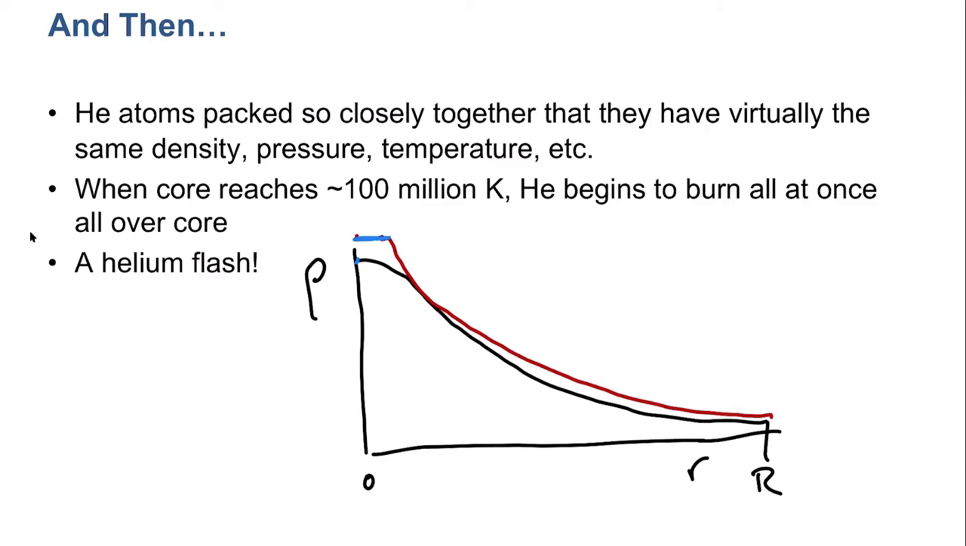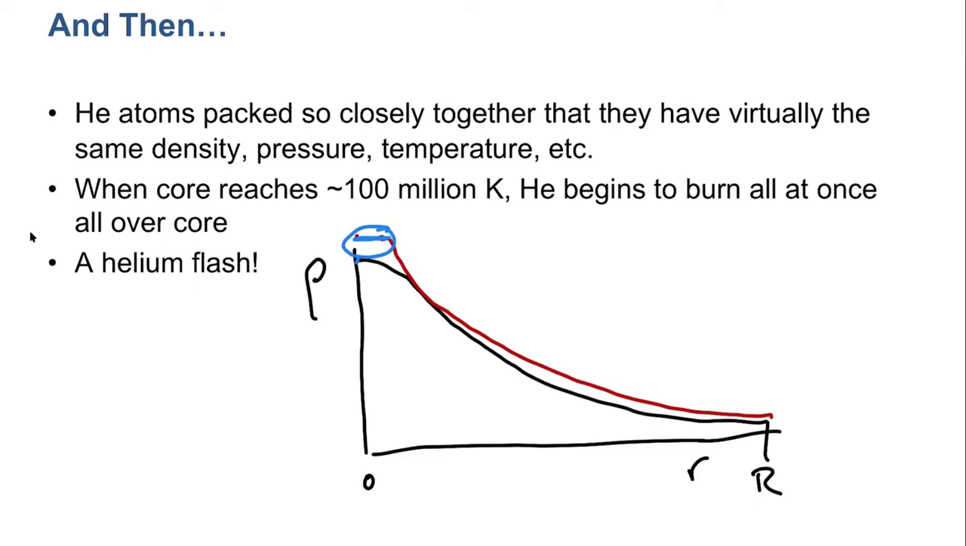And so instead of almost every other part of the star's evolution being a fairly slow, gradual process, this is an instantaneous process. As soon as you have temperatures hot enough that helium fusion can begin, it begins everywhere at once in the middle part of the star. And this is called the helium flash.